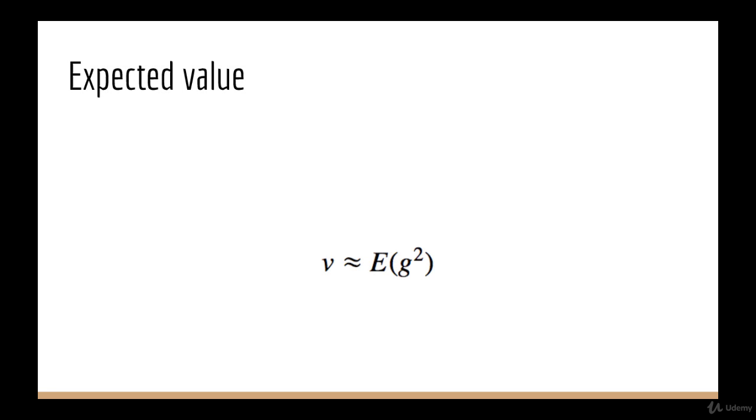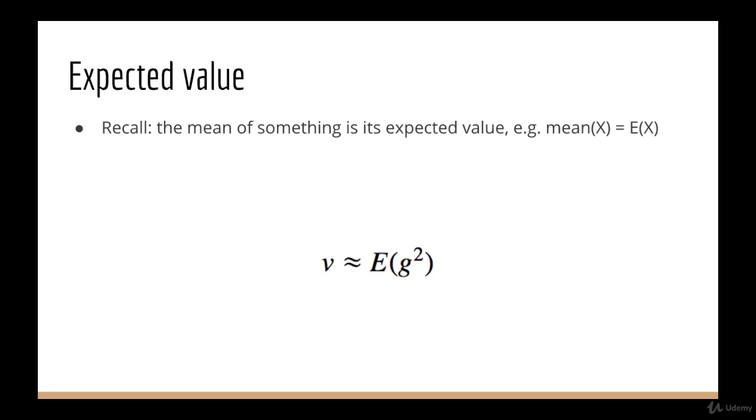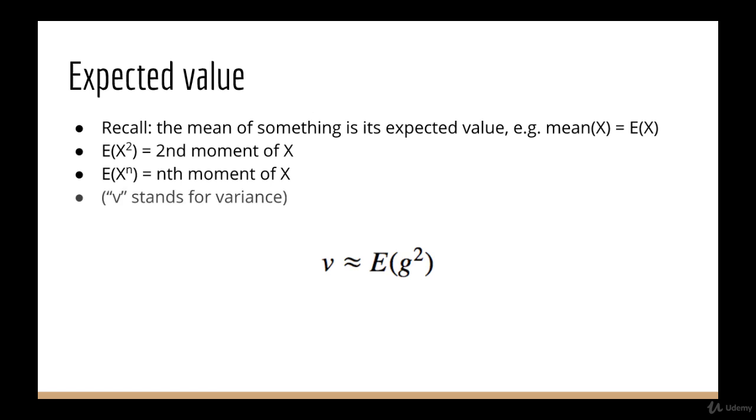You might also remember that the mean of a random variable can also be phrased as an expected value. And in particular, when we take the expected value of the square of a random variable, we call this the second moment. In general, the expected value of x to the n is the nth moment of x. So E of g squared is the second moment of the gradient, and we calculate it using this exponentially smoothed average. We're going to refer to it as v for the rest of this lecture, since the second central moment of a random variable is the definition of variance.